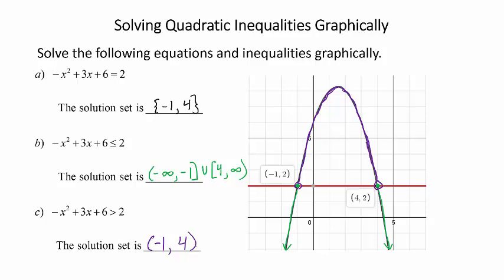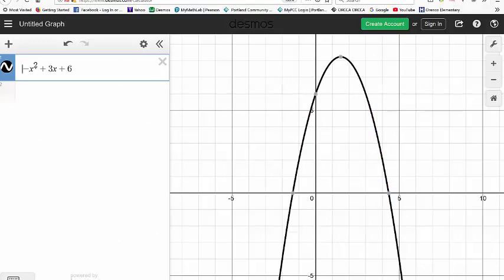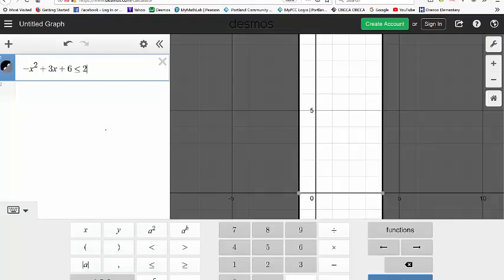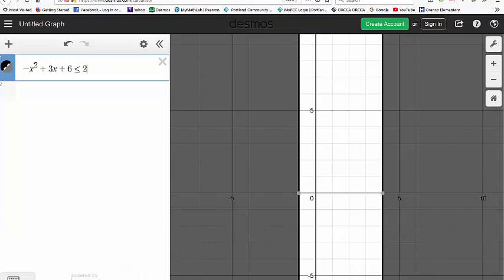Also, just a reminder, Desmos does do this for you. I'm getting rid of that line y equal to 2, and I'm just going to enter the whole inequality in at once. So if I say negative x squared plus 3x plus 6 less than or equal to 2, notice the solid dots, and it gives me these two extremes. So from negative infinity up to negative 1, right? And from 4 out to positive infinity, yes?